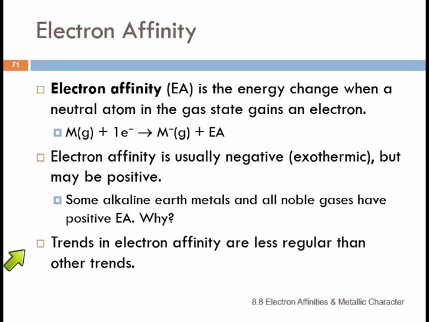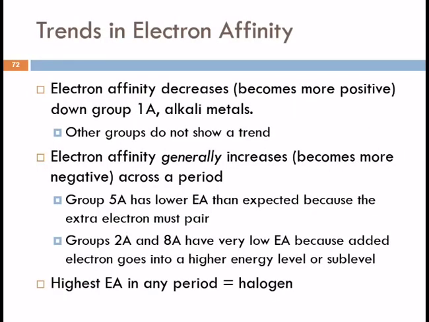The trends that we see in electron affinity are less regular than the other trends. There's a lot more irregularity in there. For the alkali metals, we do see a nice trend as we go down group 1. As we go down, the electron affinity decreases. But we don't see a trend like this in the other groups. It's just in group 1A. We can say that electron affinity generally increases, becomes more negative, as we go across a period. But there are exceptions to this.